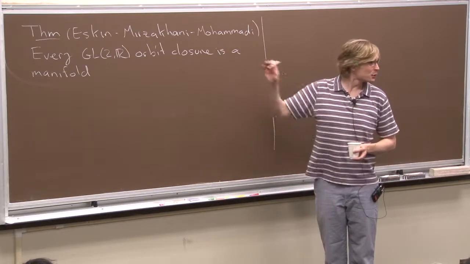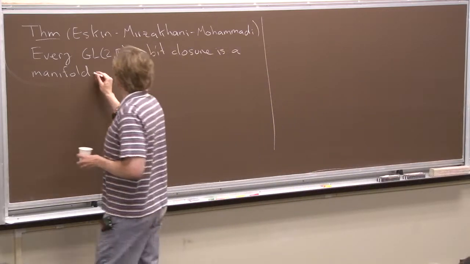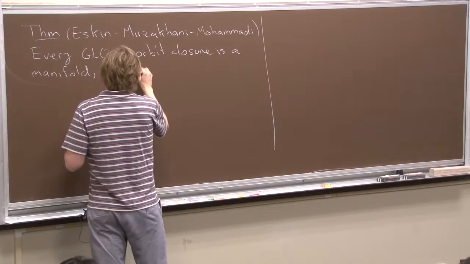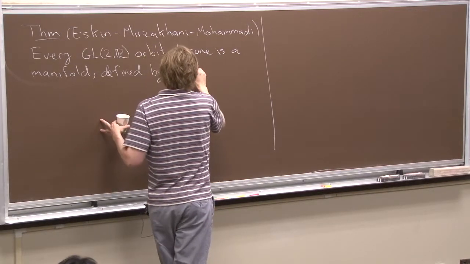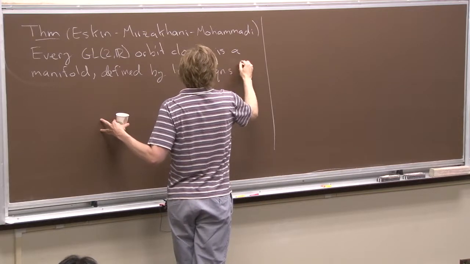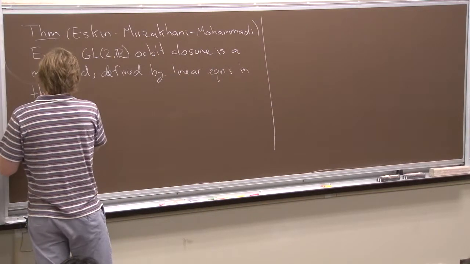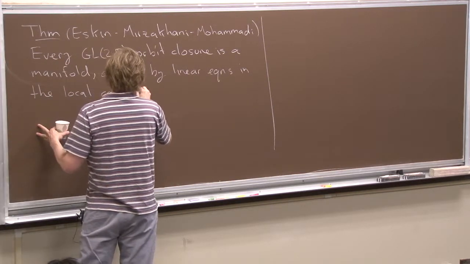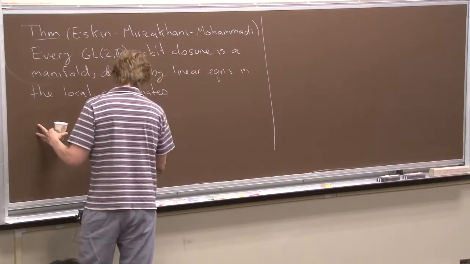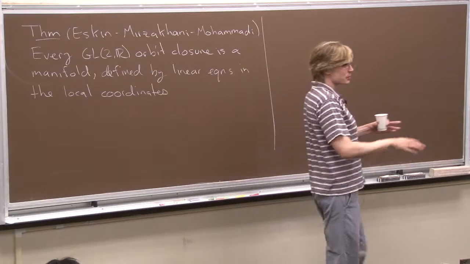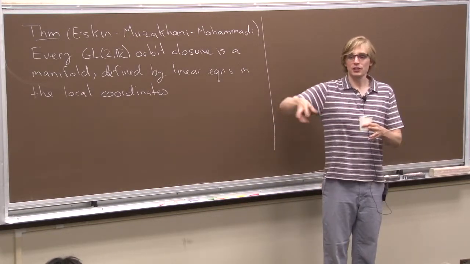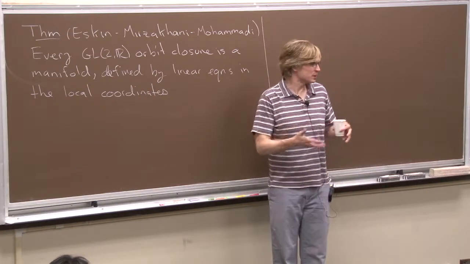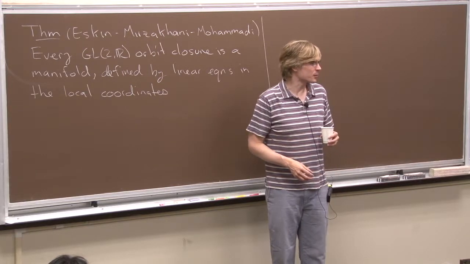It does say a little bit more than this, which is quite fantastic. And that little bit more is, every orbit closure is a manifold defined by linear equations in the local coordinates from last time. So you remember, you present a translation surface using polygons. A collection of edges of those polygons give local coordinates. So not only is it a manifold, it's somehow a manifold that at least locally is very easy to describe.